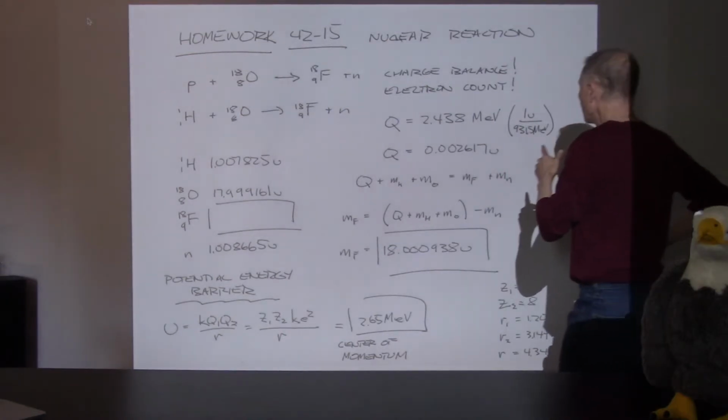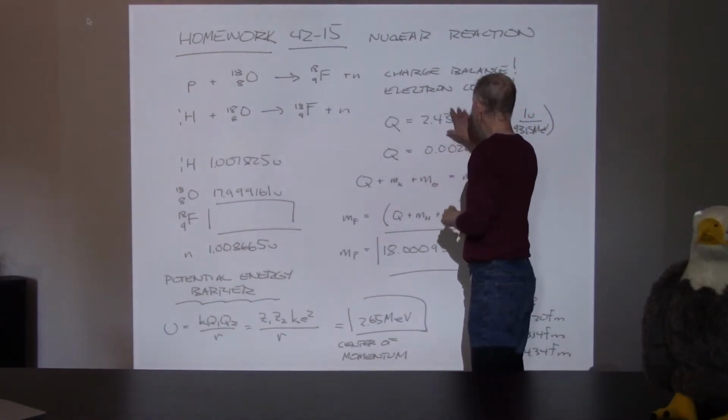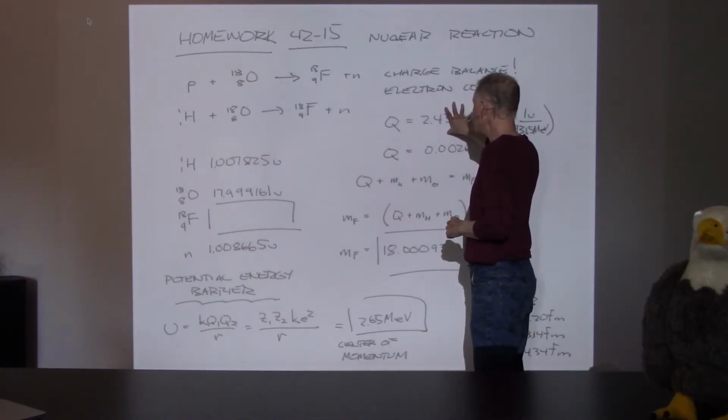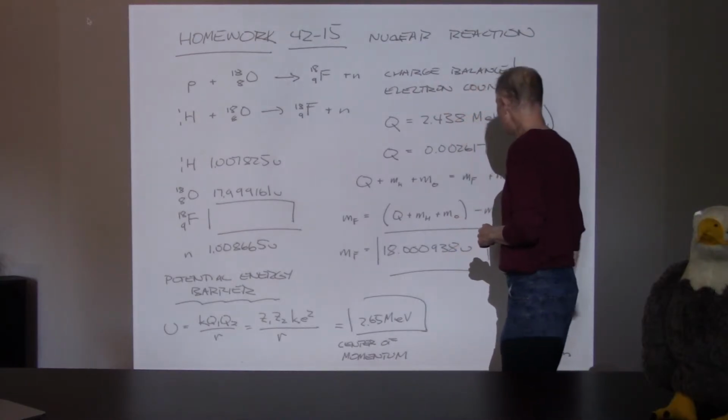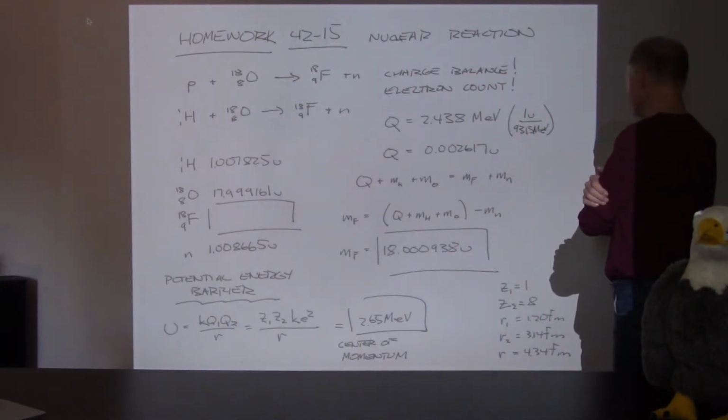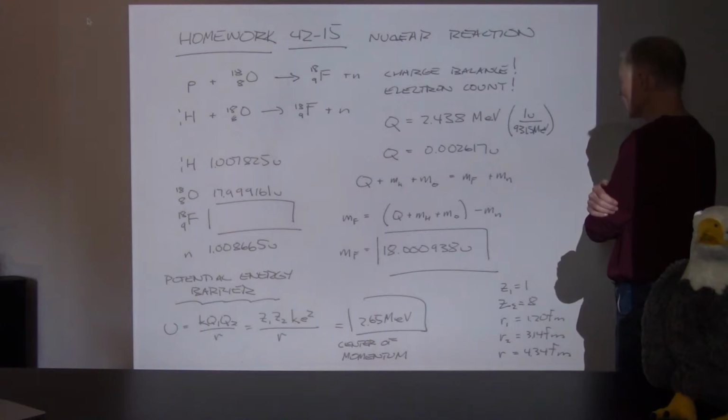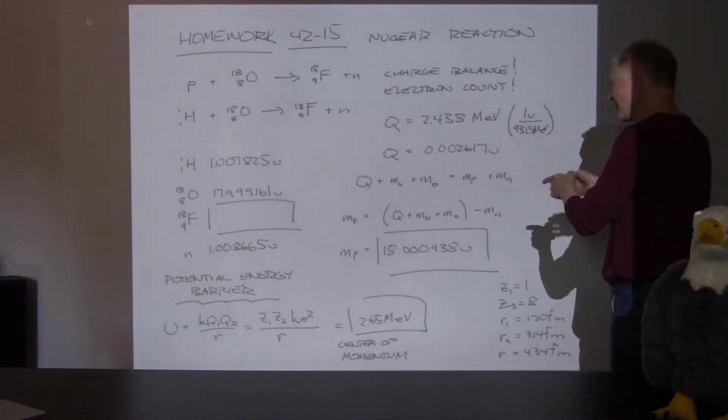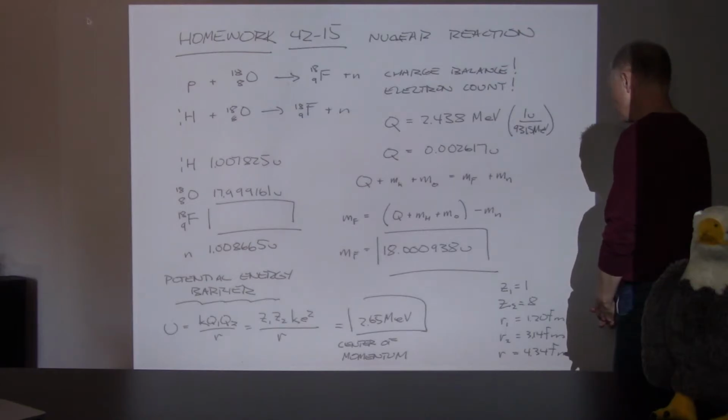And so we've got everything else calculated here. So here is the total energy required in the reaction, and we can use that to determine what the mass of the fluorine is. So the mass of the fluorine is 18.000938, and I have to say I did not double check that, so I need to go back and double check the mass on the fluorine.